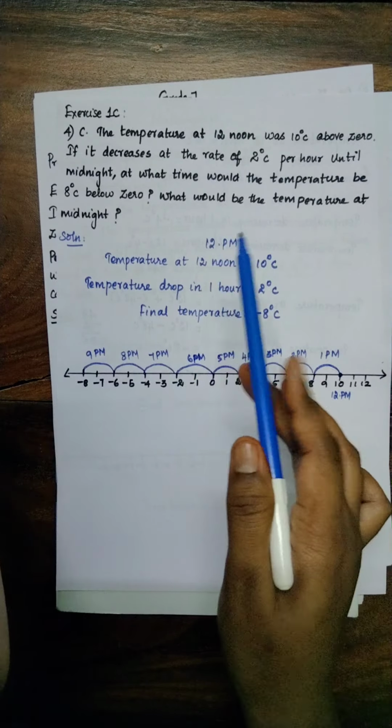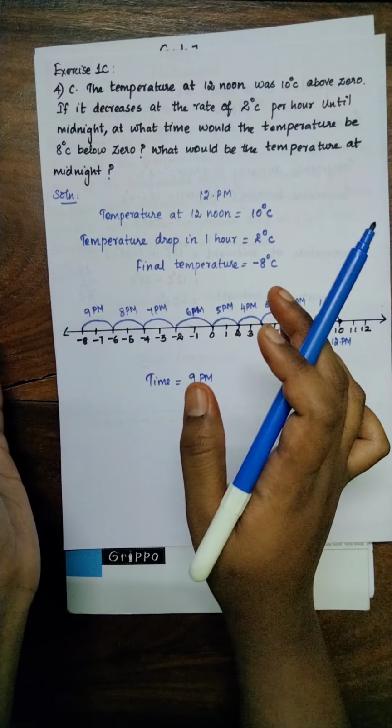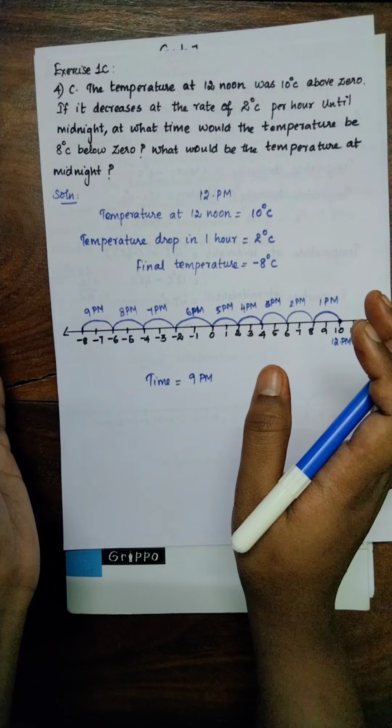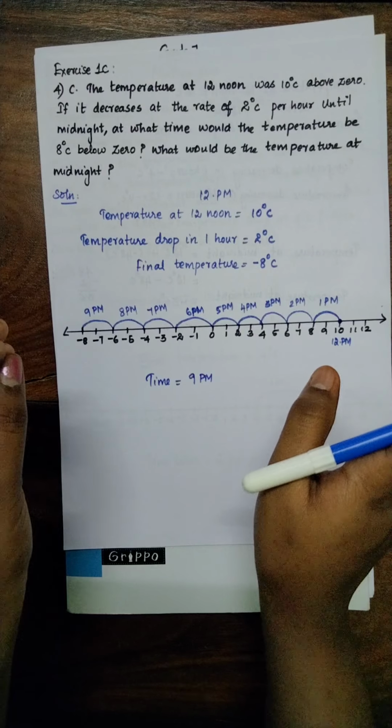Next, what is given? What do they ask in the question? What would be the temperature at midnight? We are going to find the temperature at midnight. In the previous problem, we have already seen how to find the temperature at midnight, right? The same method we are going to follow.